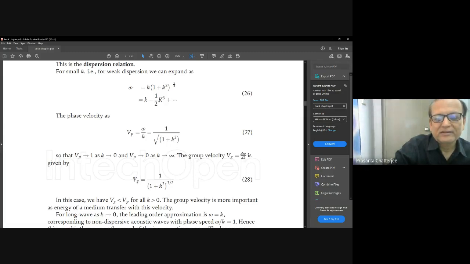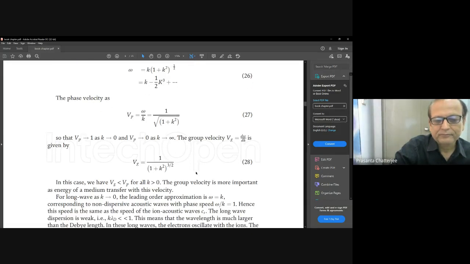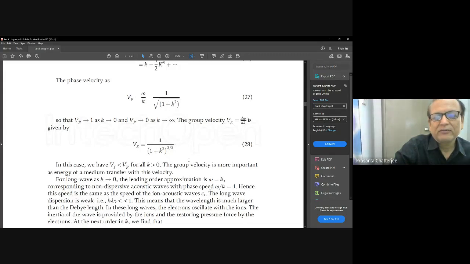In wave propagation, group velocity is much more important than phase velocity, as energy moves with the group velocity. So it is seen that if k tends to 0, then phase velocity and group velocity become the same, and phase speed will be 1. But one thing we should remember here is that since phase velocity and group velocity are different and depend on k, the system is dispersive.